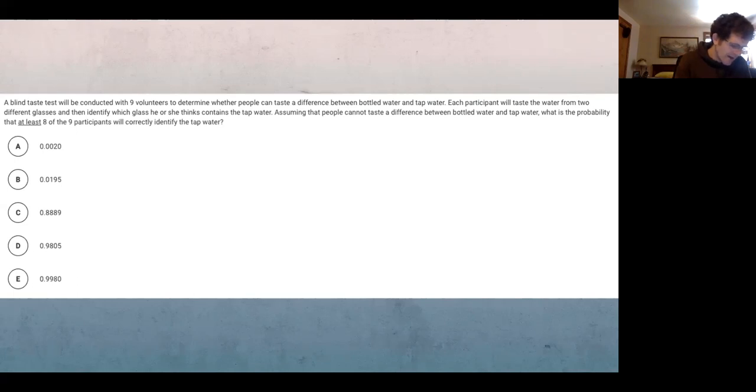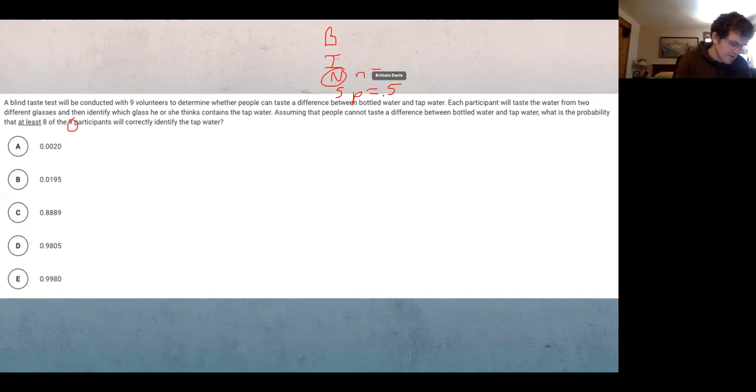So we have 9 trials. This is going to be BINS. So it's the same probability each time. Our probability here is, well, it doesn't tell us. But it does say that there's no difference. People won't be able to tell. So at this point, what that means is there's a 50-50 chance they're going to get it right. So that's what that means in practice.